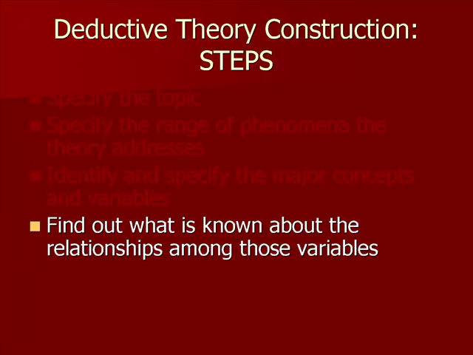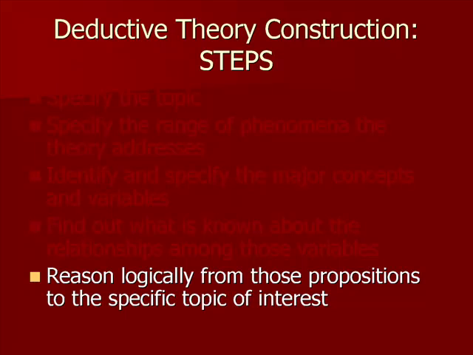Then the next step is to find out what we already know about these variables and how they relate to one another. The relationships among those variables are derived from your search through the library and previous research in your area. And then you should come up with some basic propositions, or what's known already, from which you can logically reason that if it's true in the general sense, then it should be true in the very specific sense. As you move from the general to the specific, you're doing deduction.